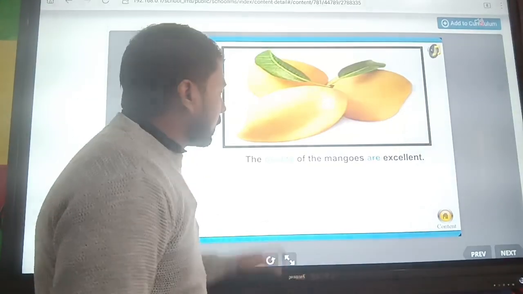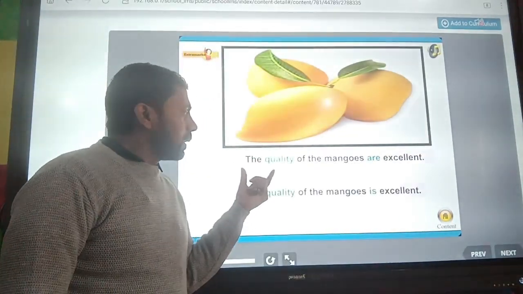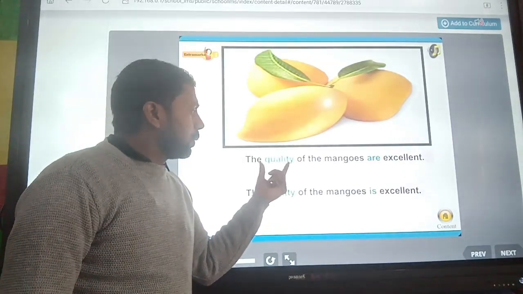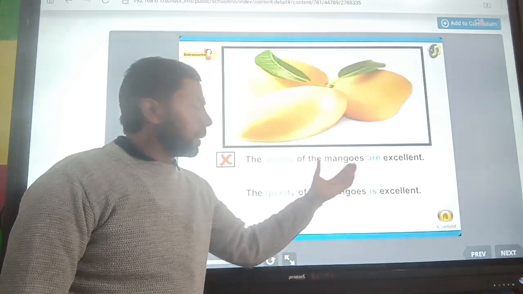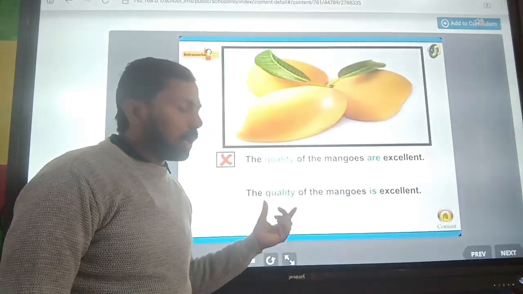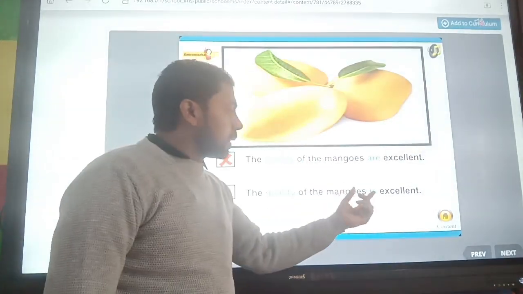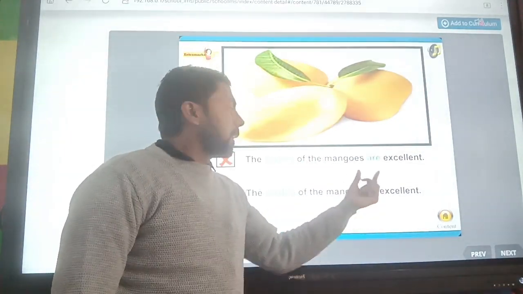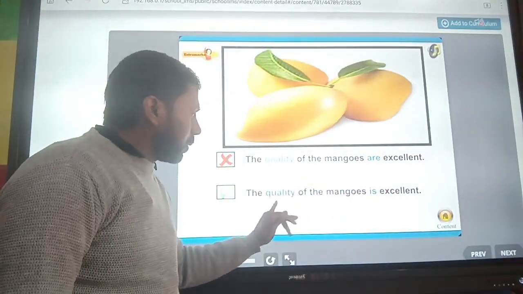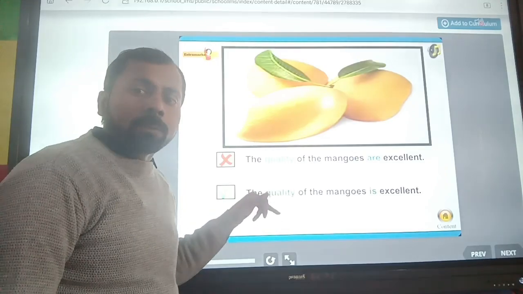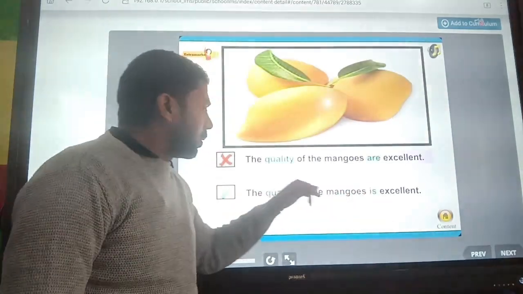You can see here is an example of a sentence, and in this sentence you can see the subject and after that the verb. It is a highlighted word, and the second sentence is also the same. But what is different between both sentences? In this sentence you can see the verb is, but here the verb is are. Is is used according to the quality. Quality is the main subject of the sentence, so we have to use is according to the quality.